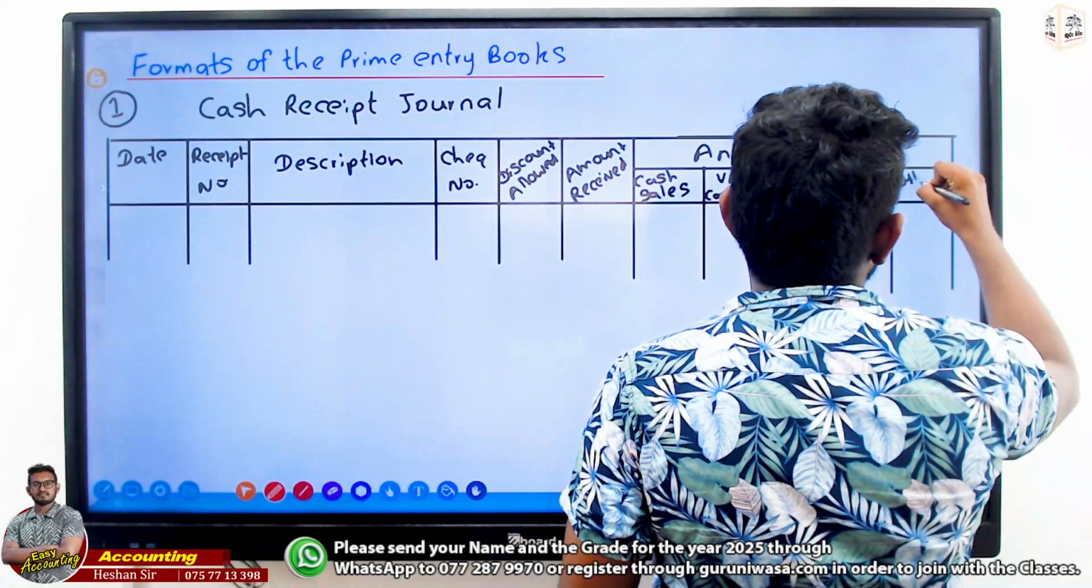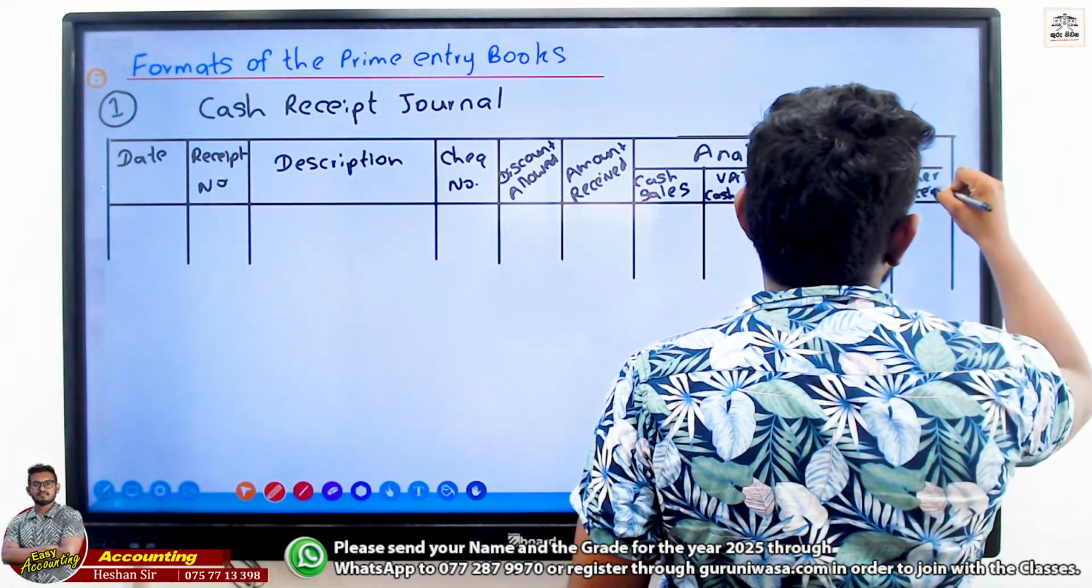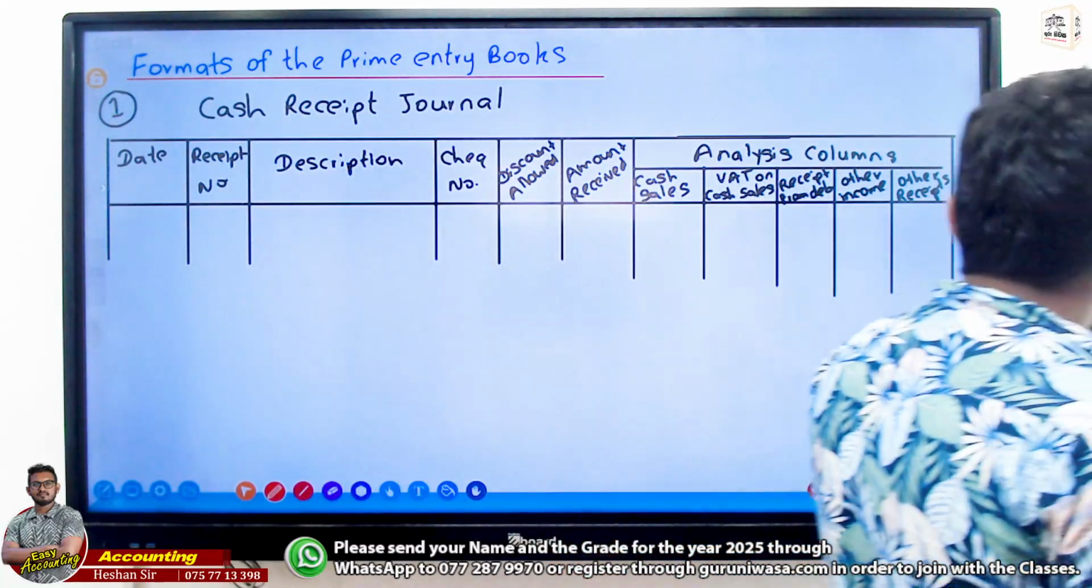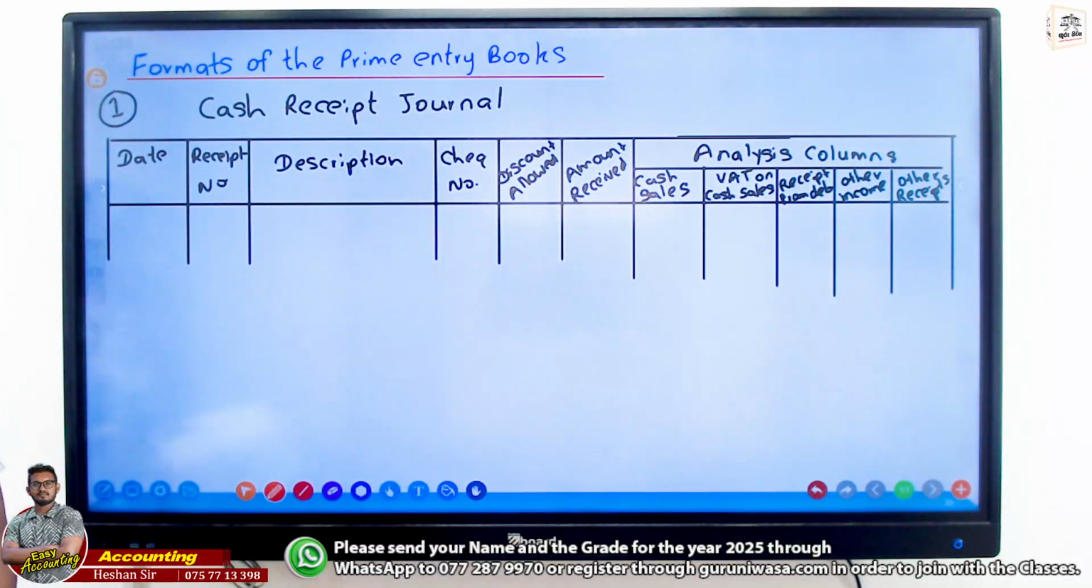Then other receipts, those that are not debtors and not income. Like these things come under the cash control account. Analysis columns actually means where is the credit entry. Send me a thumbs up if you are okay up to here.